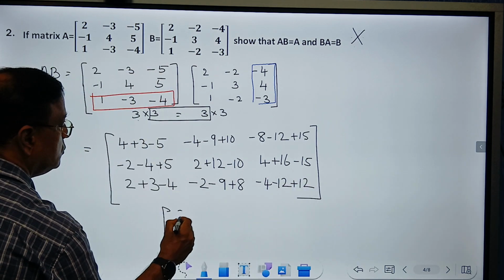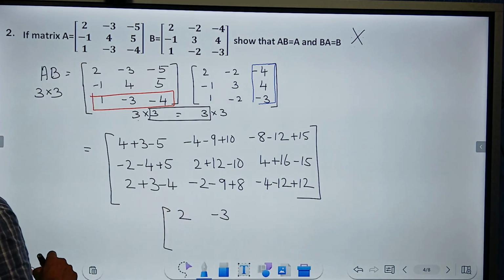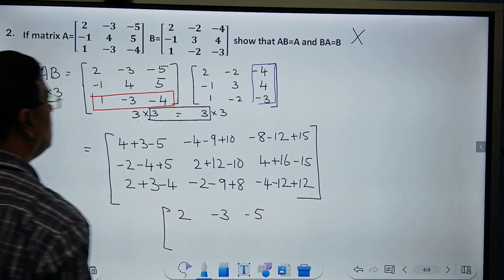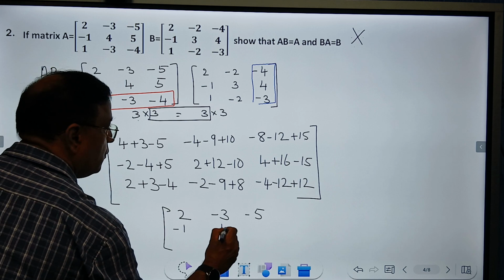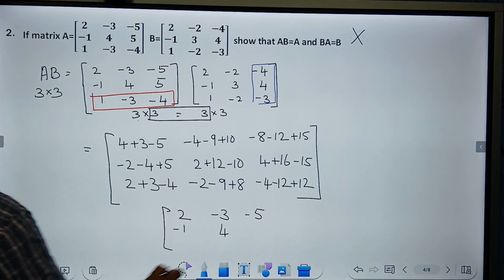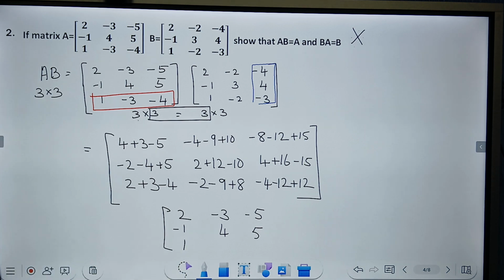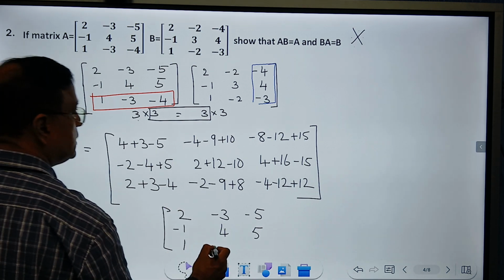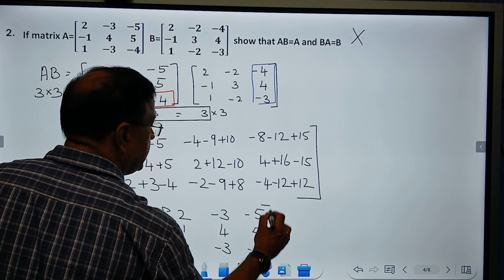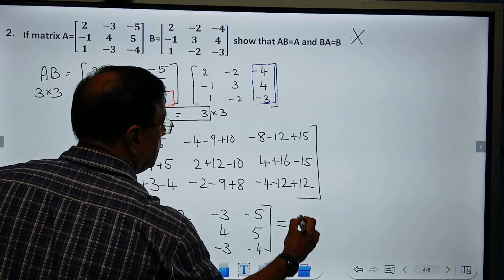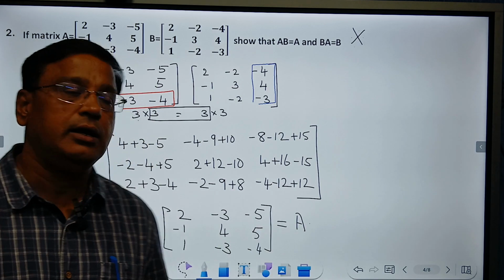This is nothing but 2, and this is minus 3. This is minus 5. What about this? This is minus 1, and this is 4, this is 20 means 5, this is 1, this is minus 3, and finally minus 4, and clearly you can see this is nothing but A. So you have proved AB equal to A.